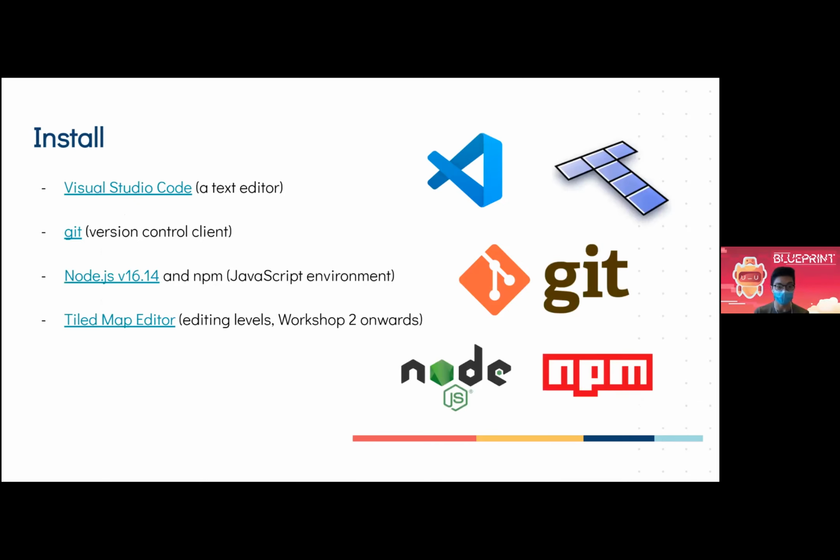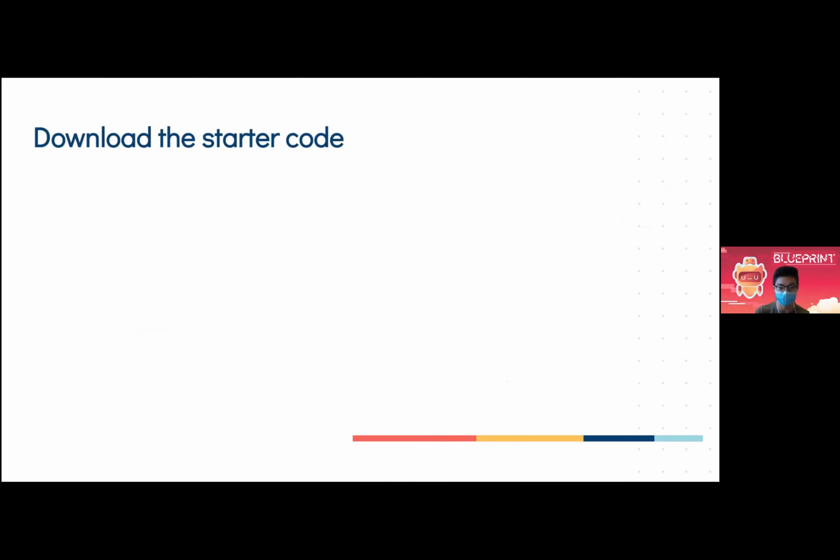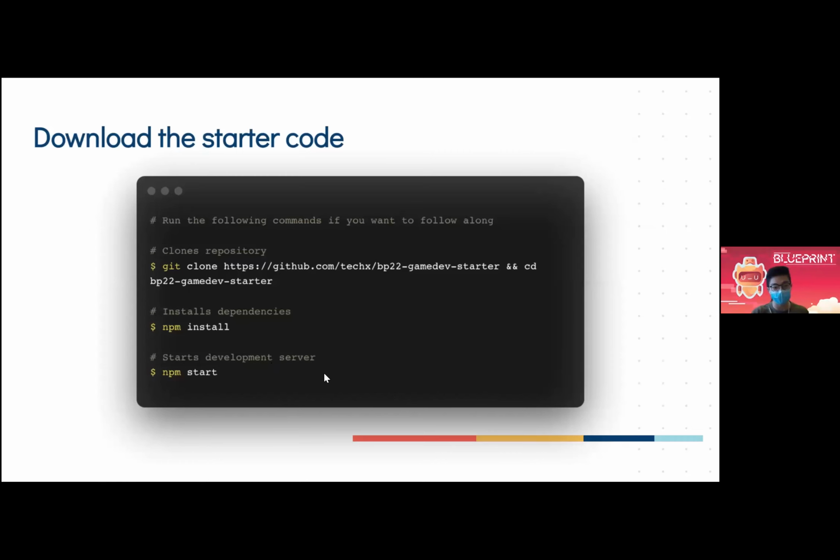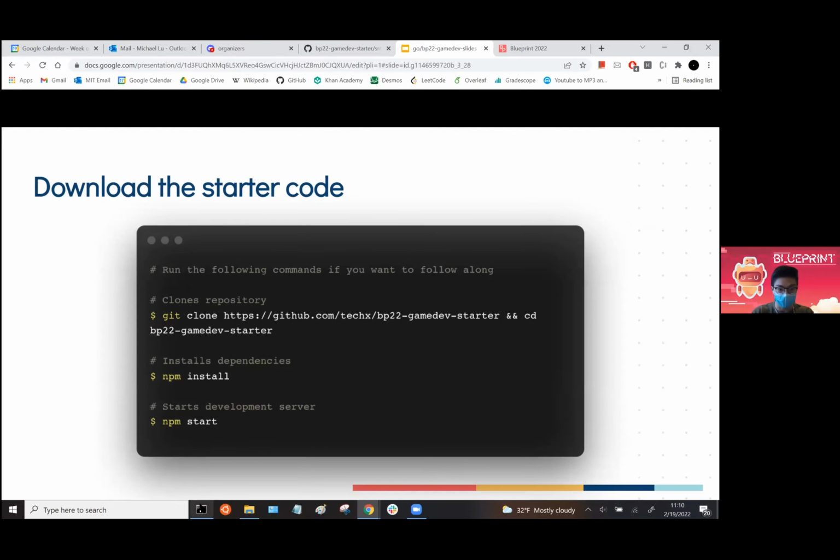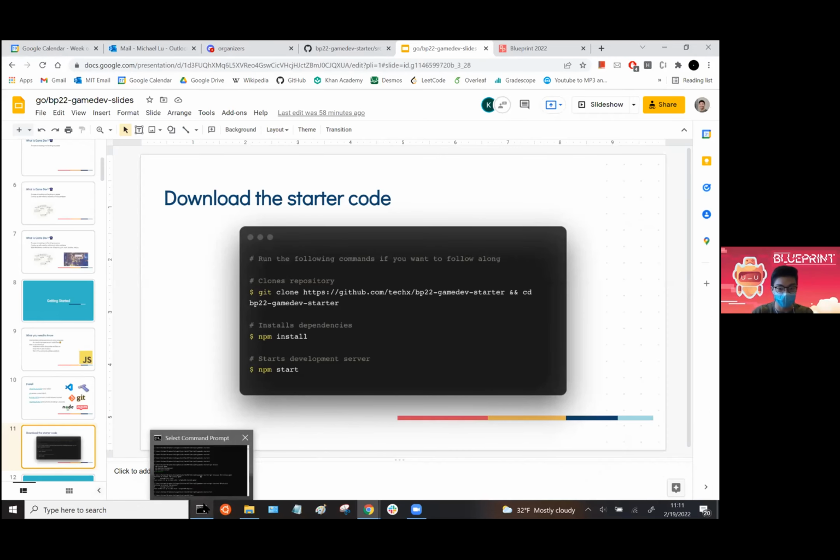In addition, I think you guys should have a code editor installed, such as Visual Studio Code, Git for version control and creating the project from our remote repository, Node.js to handle all the packages that you'll be using for the game, and also this tile map editor that won't be used in this workshop, but it'll be used in the second workshop. So let's go ahead and start with downloading the starter code.